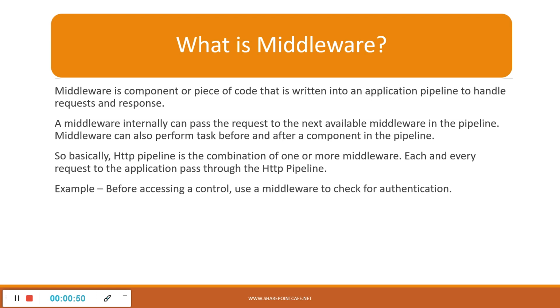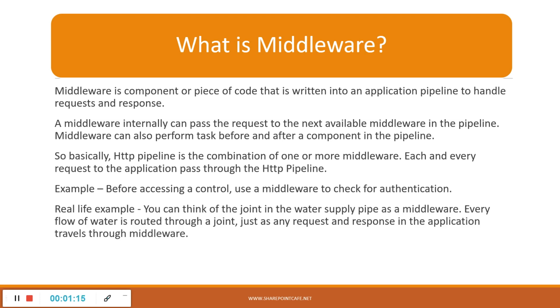For example, before accessing a controller, we use a middleware to check for authentication. So directly you can't hit a controller in an MVC application. In case you want to apply authentication and authorization, you can use a middleware to check that before hitting the controller. A real life example for middleware is the joint in a water supply pipe. Every flow of water is routed through a joint, just as any request and response in an application travels through middleware.